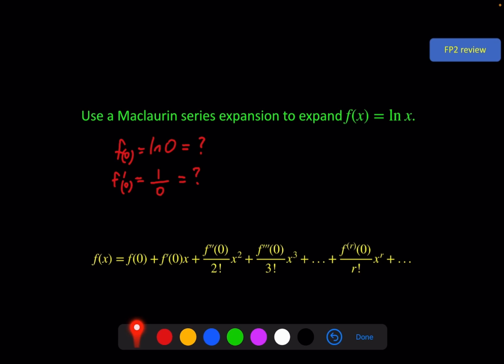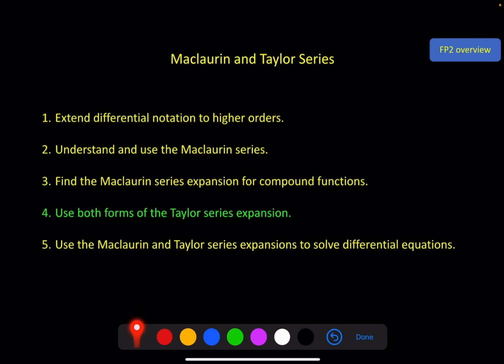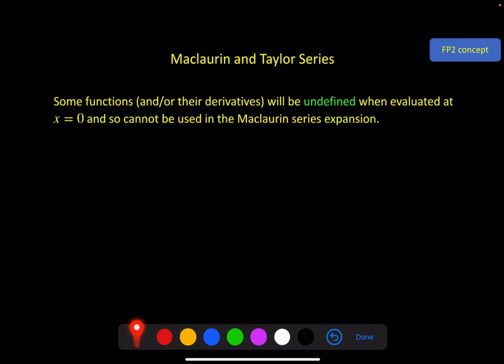So in the first video I said that there are some functions where this won't work. This is one of them. In this video we're going to look at how to get around this. We're going to use the Taylor series expansion. There are two forms, we're going to look at both. So some functions and/or their derivatives will be undefined when evaluated at x equals 0 and so cannot be used in the Maclaurin series expansion.